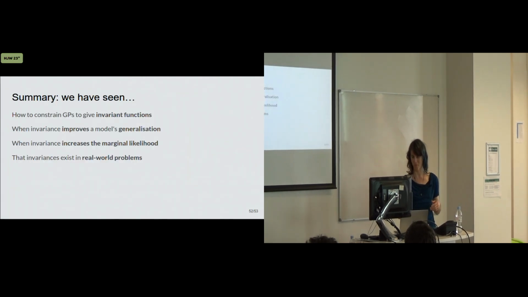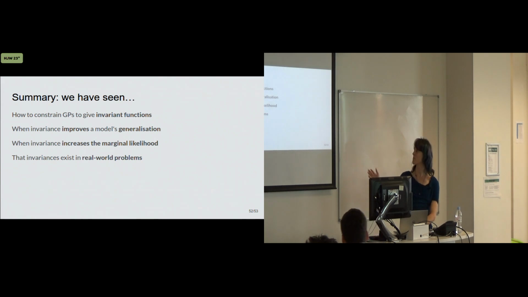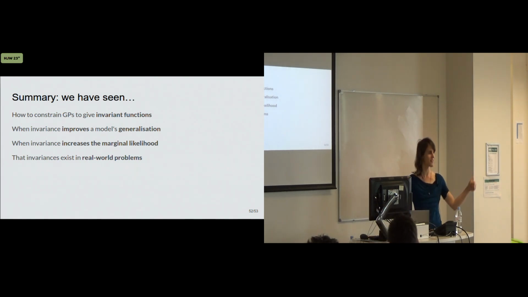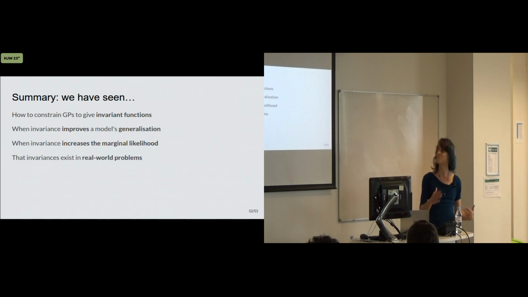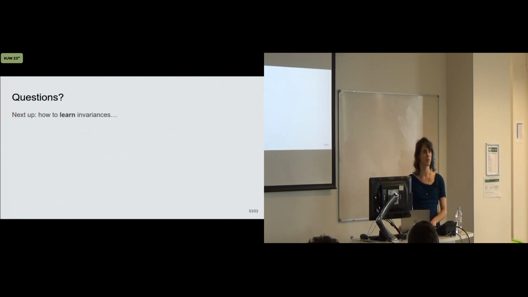With that, I'm basically out of time for my half, so I just want to summarize what I've told you. I've discussed what invariances are, why they might be useful, and how we put them into our GP prior, and I showed you that they do exist in real-world problems, and that the marginal likelihood helps in figuring out whether they're the right ones or not.